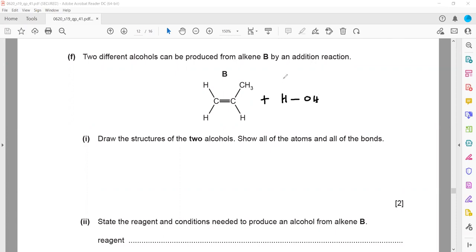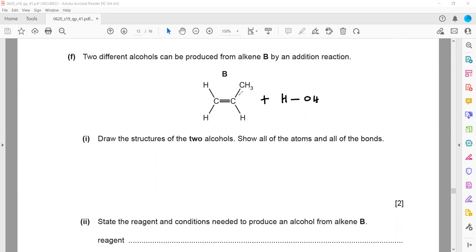So what is the possibility? The two possibilities may be hydrogen added to the first and OH added to the second. That is one possibility. Or what is the second possibility? The double bond will break. OH might add to the first carbon and hydrogen might add to the second carbon. So we have to draw two alcohols which can be formed during this addition reaction.